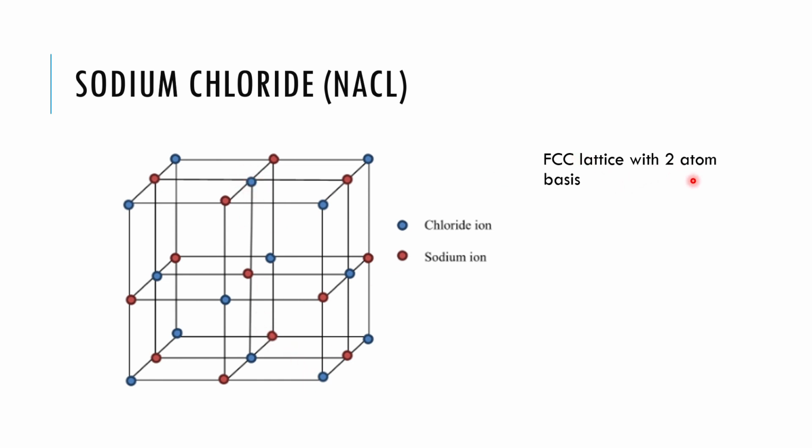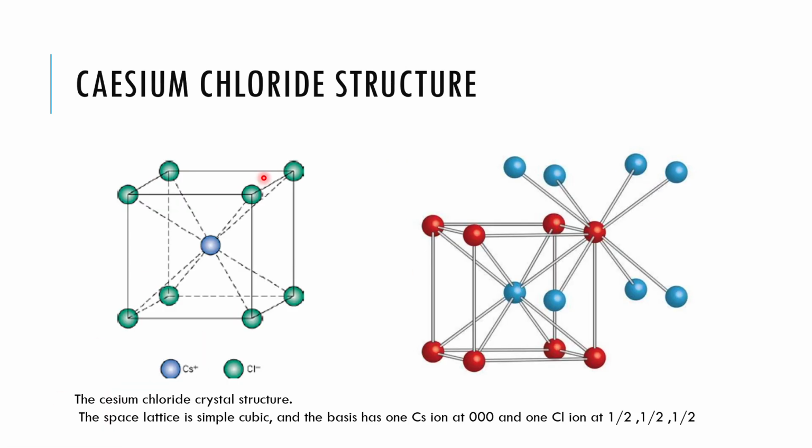Now, let's see the cesium chloride structure. In the cesium chloride structure, we can see that it is like a simple cubic structure, and there is another atom, the chlorine atom, placed at the center of the unit cell. So this forms another simple cubic structure. So it is like two interpenetrating simple cubic structures, having the cesium ions at 0, 0, 0 and one chlorine ion at 1/2, 1/2, 1/2.